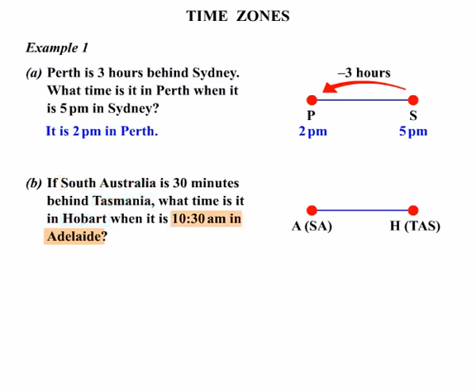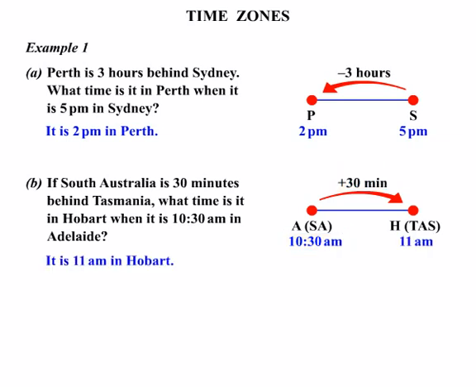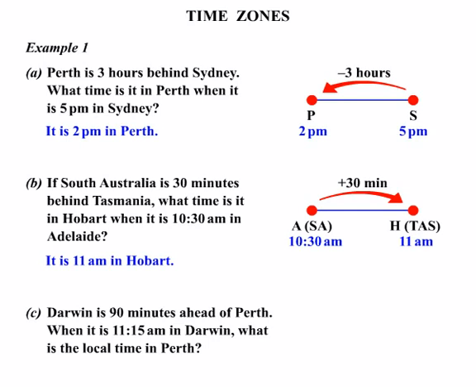So we know it's 10:30 a.m. in Adelaide, put that on our number line. And we know that South Australia is 30 minutes behind Tasmania. So to get from South Australia to Tasmania, we're going to the east or the right. So that 30 minutes time difference is going to need to be added on here. Let's see, 10:30 a.m, add 30 minutes on, and that takes us forward to 11 a.m. in Hobart.